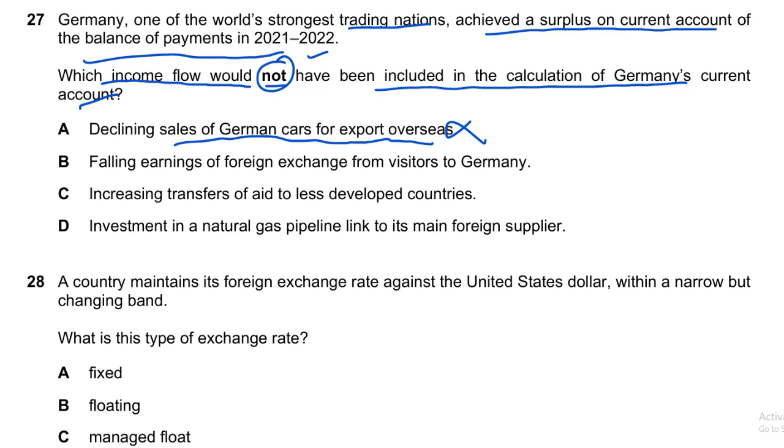Moving to the second part, falling earnings of foreign exchange from visitors. So this is an invisible export, so it is again part of exports, so it is included in the current account.